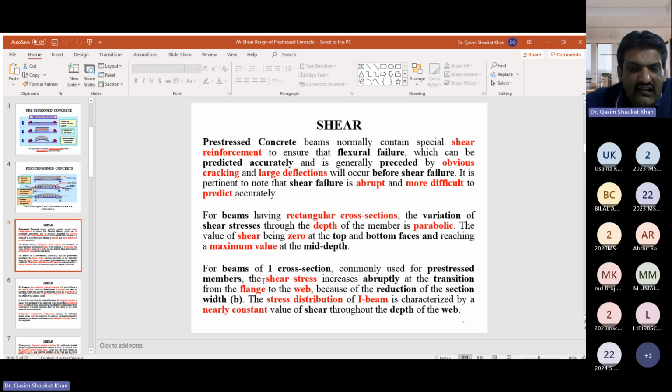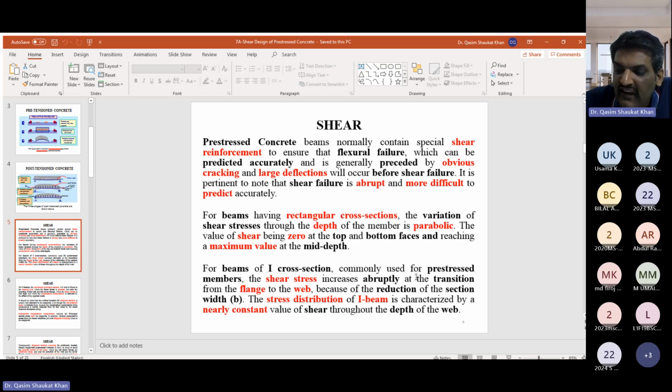So for beams of I cross section, and you know that in pre-stressed concrete we consider I sections, commonly used for pre-stressed members, the shear stress increases abruptly at the transition from the flange to the web. The reason is that the shear stress, if you recall its formula, is VQ over IB.